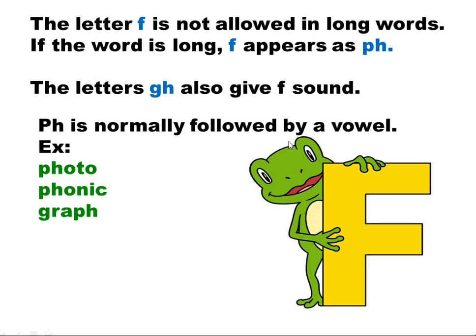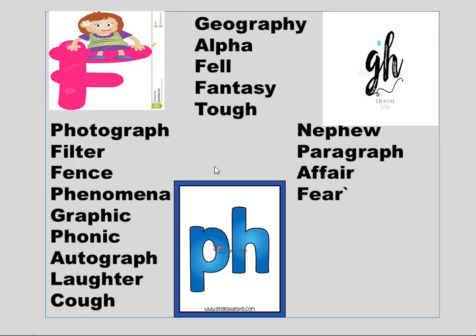PH is normally followed by a vowel. It is easy. It is a trick. PH is followed by a vowel. Photo, phonic, graph. Here PH. After PH there is a vowel. Before PH there is a vowel. Okay, these are the tricks. Here the fur sounds.